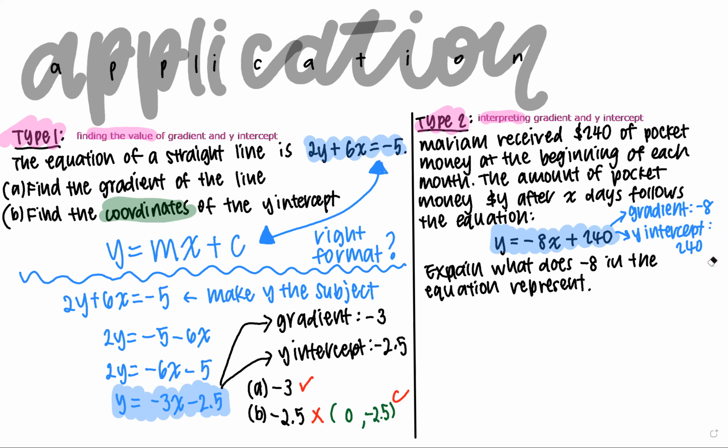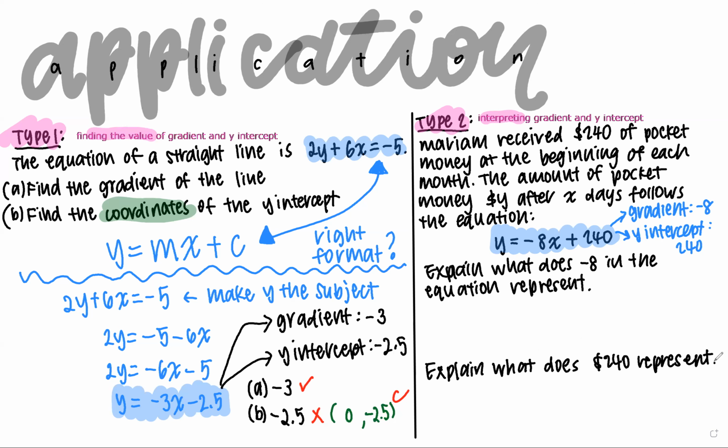Okay, so right now, a lot of students do not know how to interpret what gradient and y-intercept mean. For this question, they ask, what does the negative 8, which is the gradient, represent? Understand, people? I want to add in one more question type in case your teacher changed the question. So I want to add in one more that is: explain what does $240 represent in the equation?